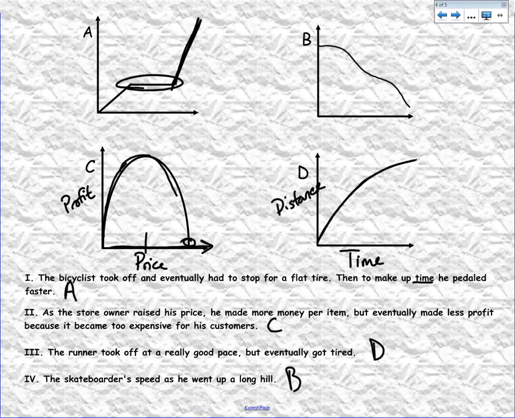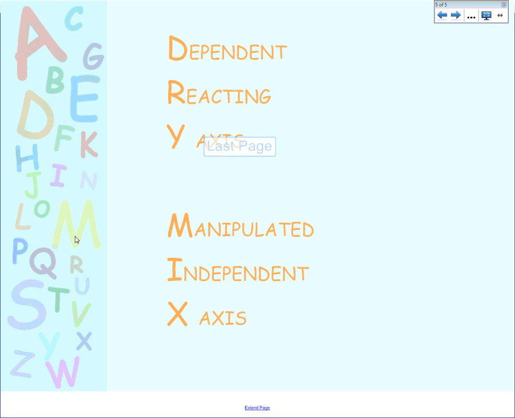All right, so again, I want to come back to DRY MIX here and look at this dependent responding y-axis. So the dependent variable is the one that is relying upon the other one to make it change. And then the other one is doing the changing. It's the manipulated variable. That's a tough word to say. So manipulated is changing. It's the one we're using. Just like you manipulate somebody, you use them to change the dependent variable. And it goes on the x-axis. So if you can remember DRY MIX, I think you'll be in good shape.